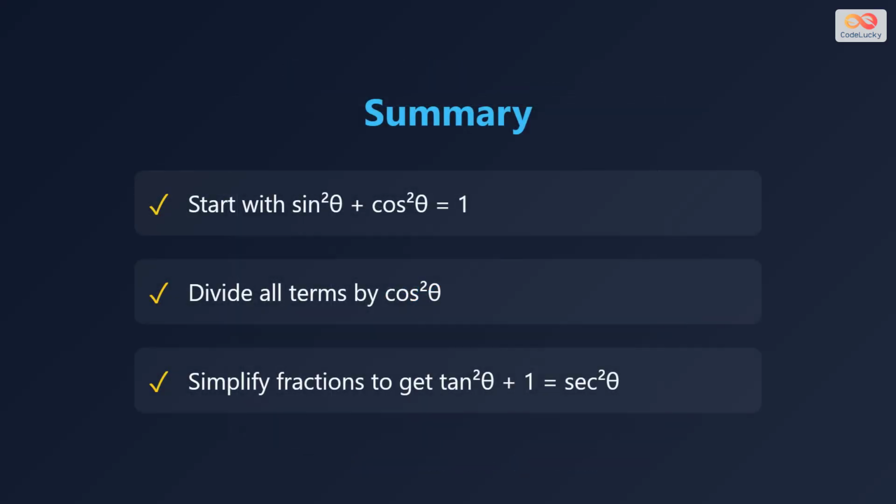To recap what we learned, we started with the basic identity. We divided every term by cosine², and by simplifying the fractions, we derived the tangent-secant form. Remember this technique, as it allows you to rederive the formula anytime you forget it.